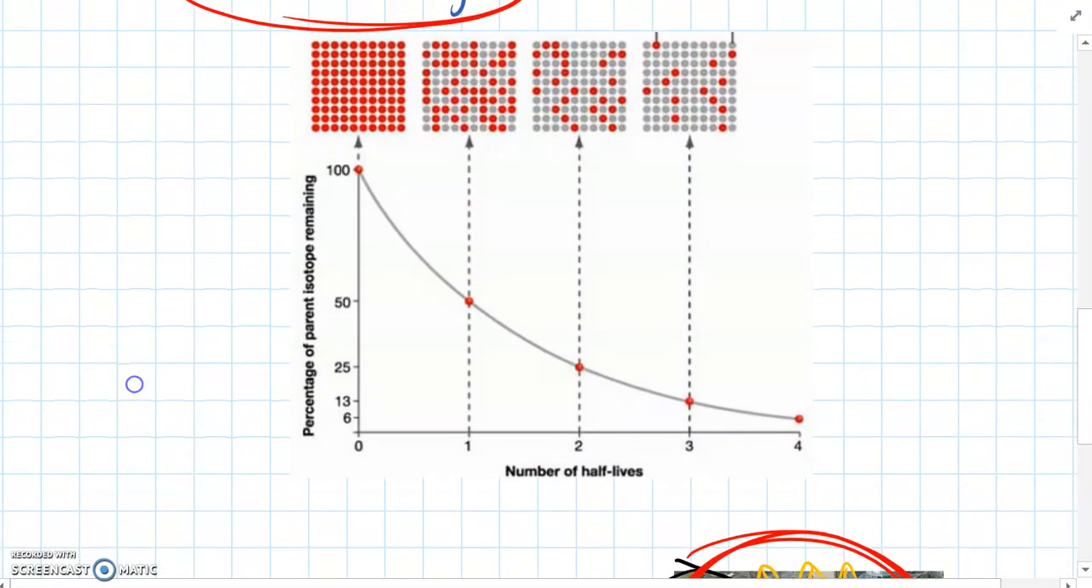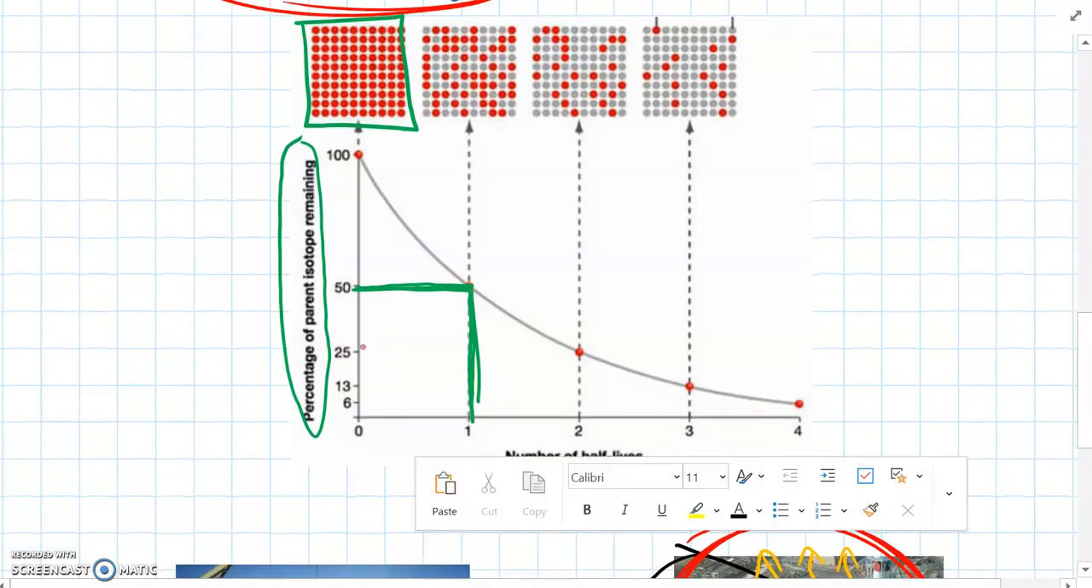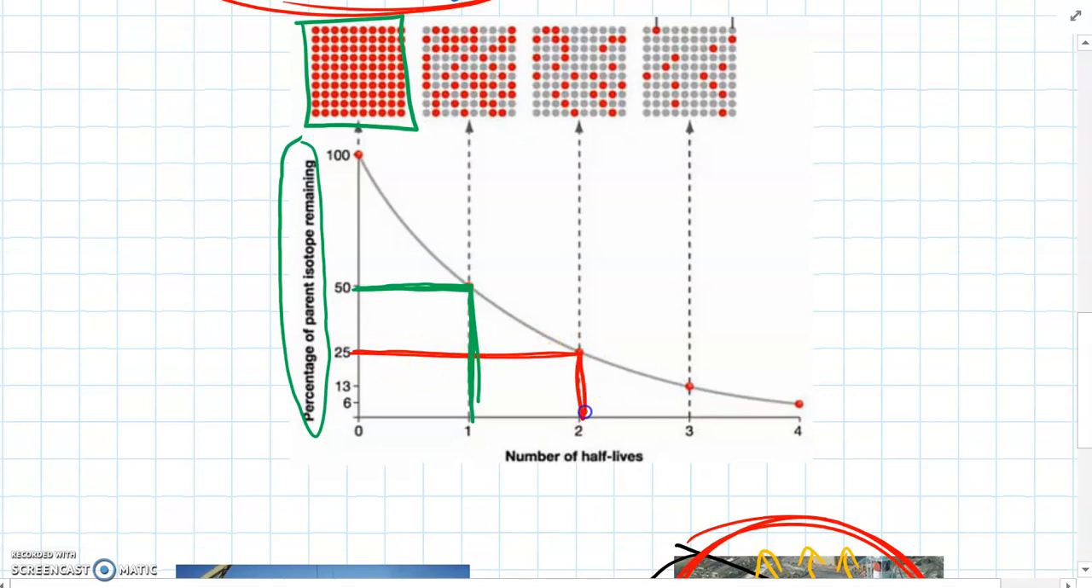So lastly, we can look at a graph version of half-life too, which can help us to picture what's happening. So on our graph, we can look at the percentage of the isotope that's radioactive still remaining. We've got 100% at the start, and then after one half-life, there's only 50% remaining. So that time there is one half-life. Then when half of that has decayed, we're down to 25% remaining. That's 2 half-lives. Half of that is 3 half-lives, and so on.